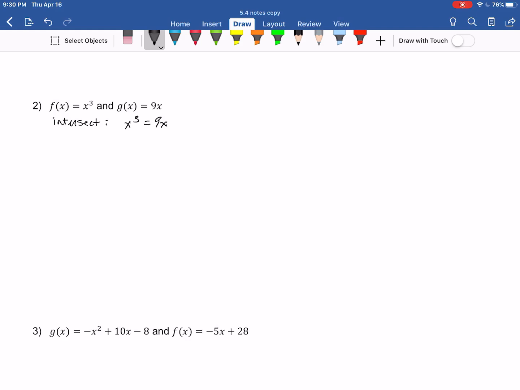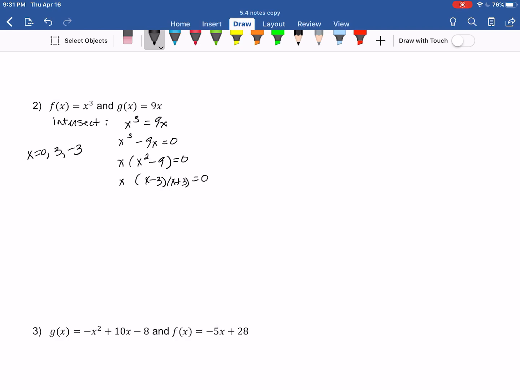Now solve for x. So I'm going to get the terms both on the same side. I am thinking that factoring is going to be needed here. Factor out that common x. That's going to leave you with x(x minus 3)(x plus 3) equal to 0. You get 3 points of intersection. You get x equals 0, 3, and negative 3.